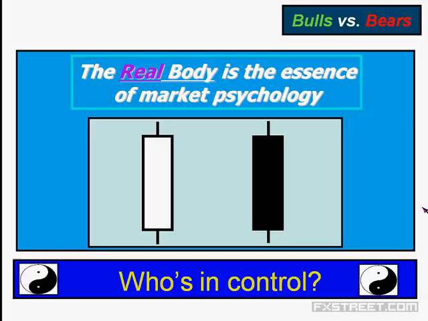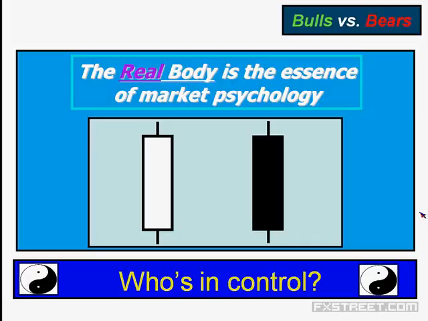Now, when we look at the real body on a candlestick chart, the question we should all be asking ourselves is, who is in control? Are the bulls, the buyers, demand in control, or the bears, supply, sellers in control? Who is in control? So whichever term you prefer, who is in control? Buyers or the sellers?